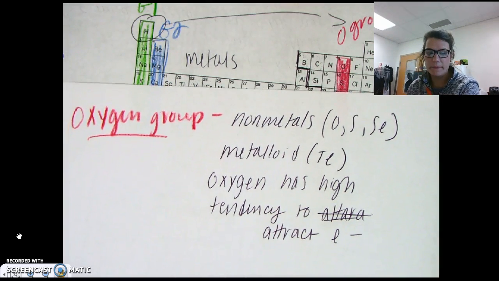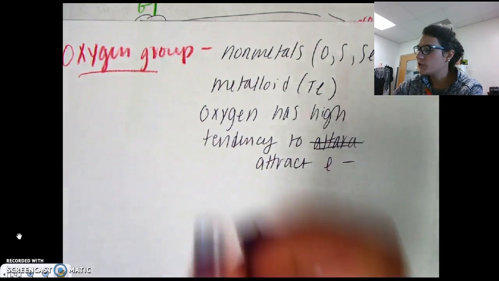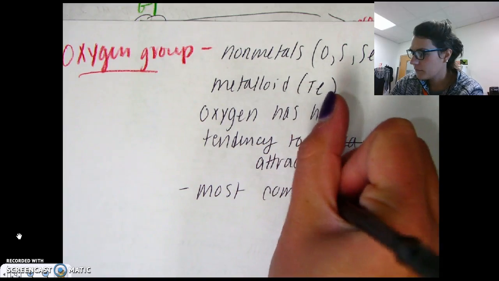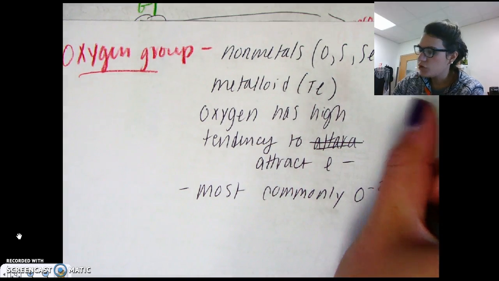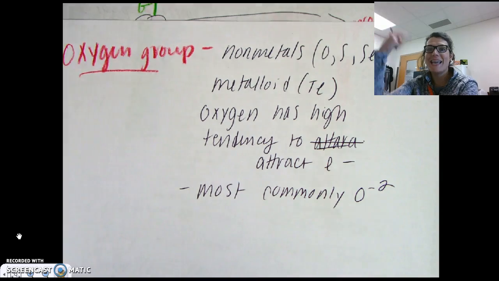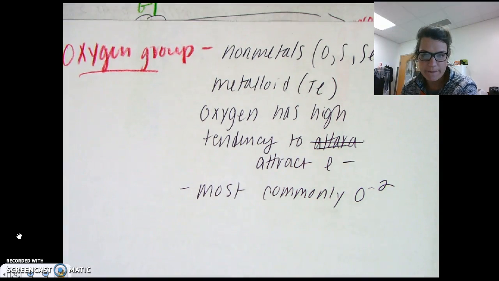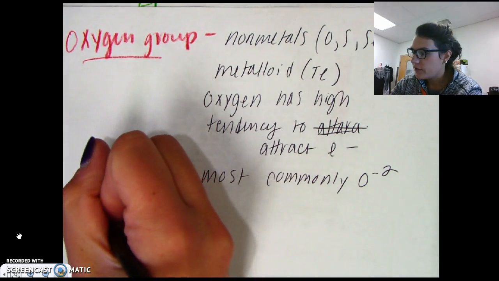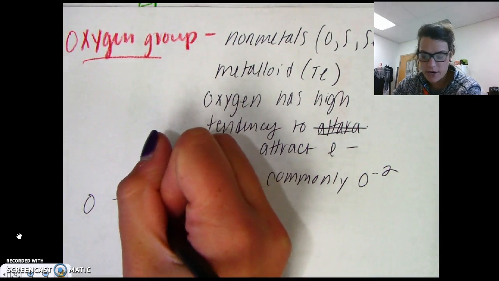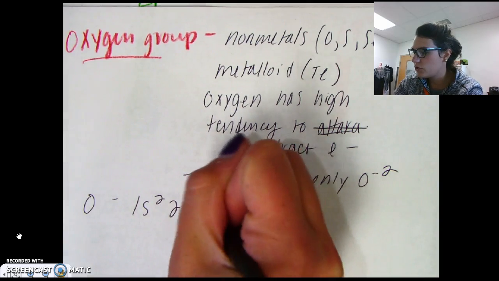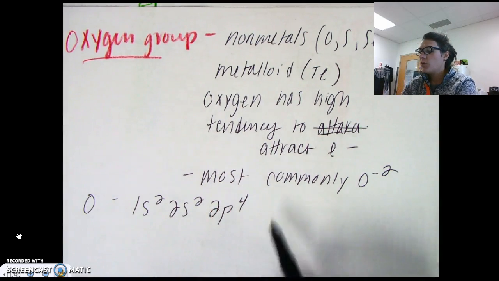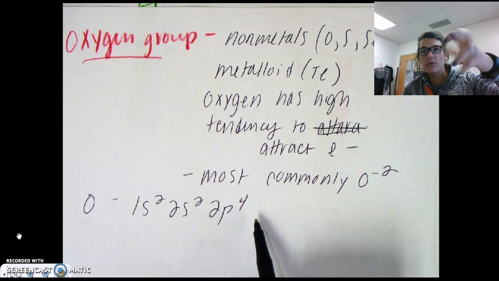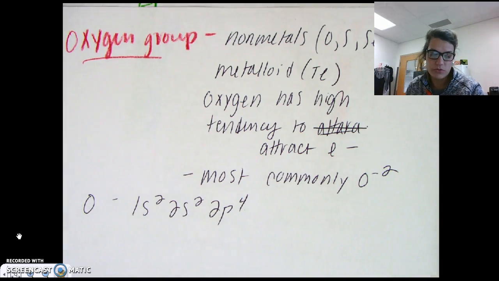Okay, from other elements. And so oxygen is most commonly in the O2 minus charge, which means that it's gaining 2 electrons from another atom, okay? And that kind of makes sense. So if I look at oxygen's electron configuration, it's 1s2, 2s2, 2p4, which means it only has to gain 2 more electrons to become like a noble gas. Therefore, it's highly attracted to those electrons.